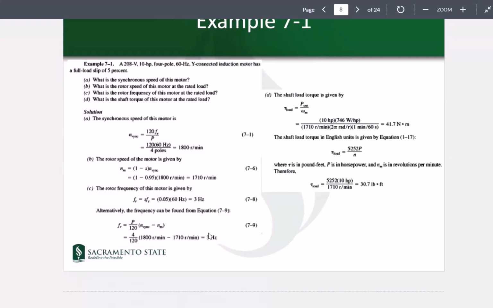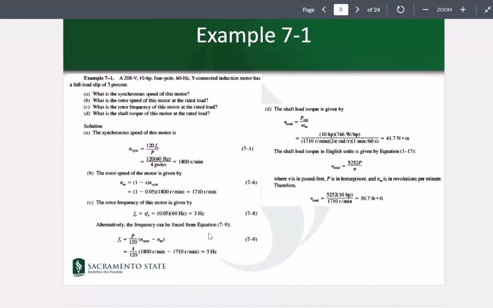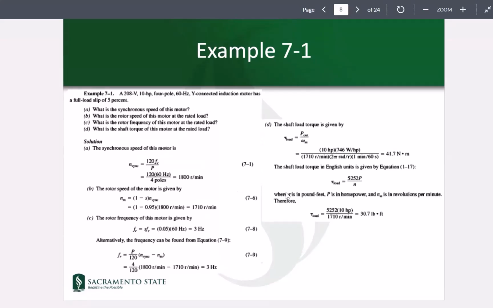And part D, what is the shaft torque of this motor at the rated load? The torque is found from the output power over the mechanical speed, omega m. The output power at rated conditions is 10 horsepower, so 10 times 746, which gives watts. Then you have your full load speed, 1710 RPM. You multiply that by 2 pi over 60 to make it radians per second, so that you can find tau load in Newton meters. And there is a conversion to English units as well, in pound feet.